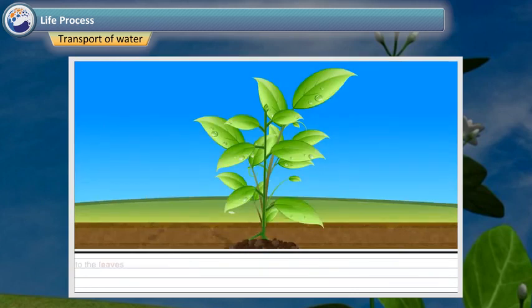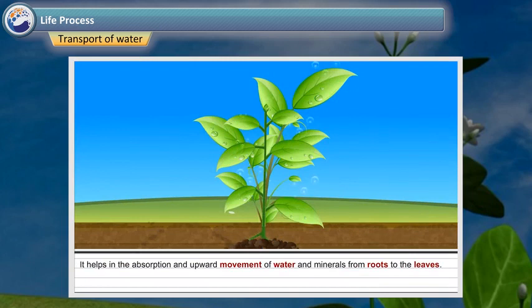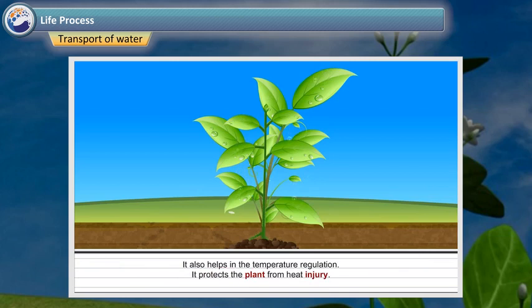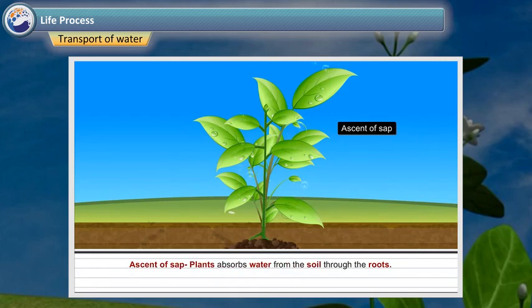Significance of transpiration. It helps in the absorption and upward movement of water and minerals from roots to the leaves. It also helps in the temperature regulation. It protects the plant from heat injury. Ascent of sap. Plants absorb water from the soil through the roots. Thus, water has to be transported upwards to the other parts of the plant. This upward movement of water is called ascent of sap. It is called the sap as it contains many dissolved minerals. Ascent of sap involves root pressure and transpiration pull.